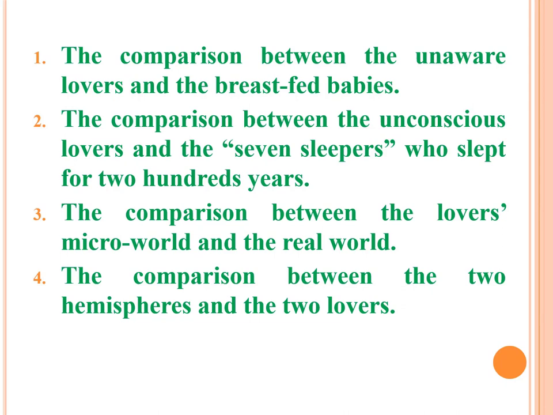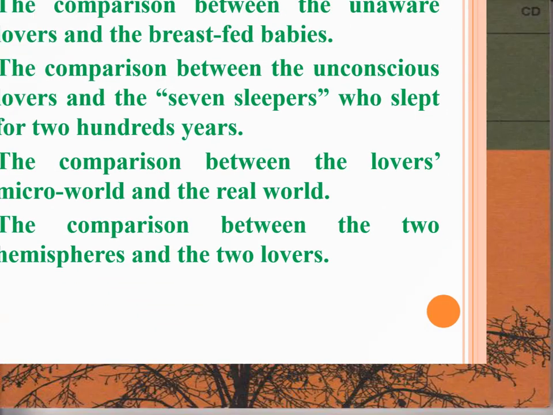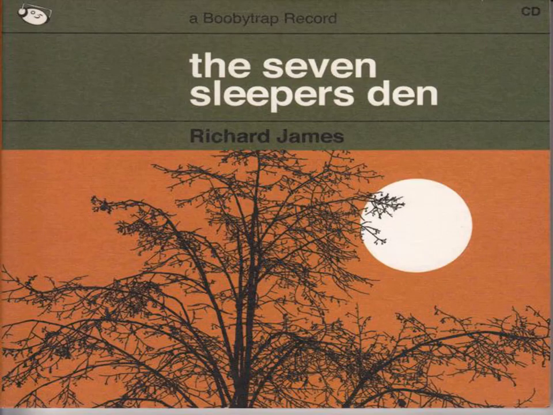And the second comparison is between the unconscious lovers and the seven sleepers who slept for 200 years. Later on, we'll discuss it in detail. The comparison between the lovers' micro world and the real world, the two hemispheres, is compared with the two lovers. Next, we are going to explain the seven sleepers.